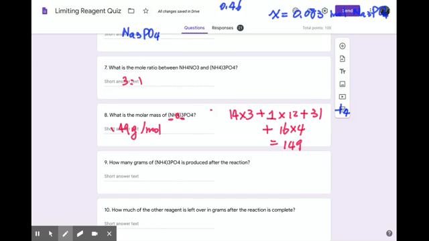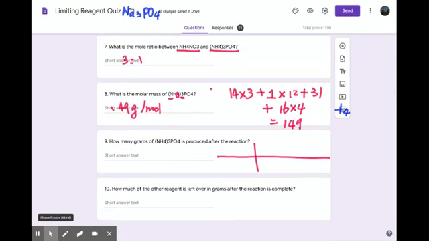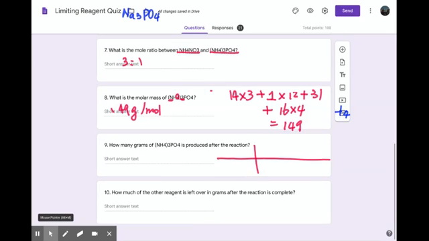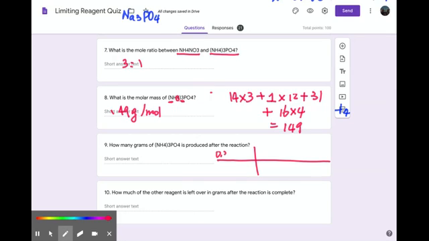How many grams of ammonium phosphate are produced after the reaction? Remember, the ratio of the limiting reagent to the product is 3 to 1. How many moles of NH4NO3 do we have, which is 0.25, right? You start with the limiting amount of reactant, 0.25 mole of (NH4)3PO4. And then remember, the ratio is 3 to 1.